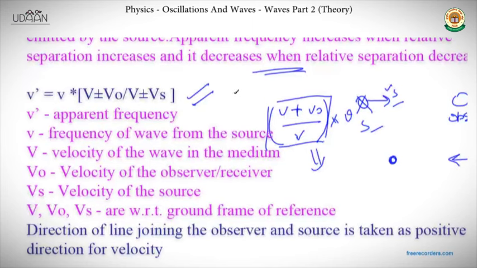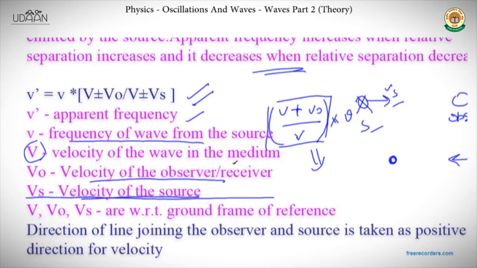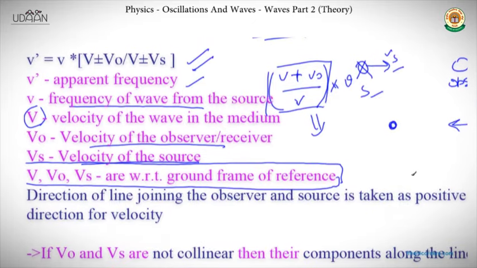Okay. So V dash is the apparent frequency, V is the frequency of the wave from the source, and the capital V is the velocity of the wave in the medium. And V naught, as I have already shown, is the velocity of the observer, and Vs is the velocity of the source. And the most important thing is, all these are with respect to the ground frame of reference. This will be encountered in problems. Please take a note of that.